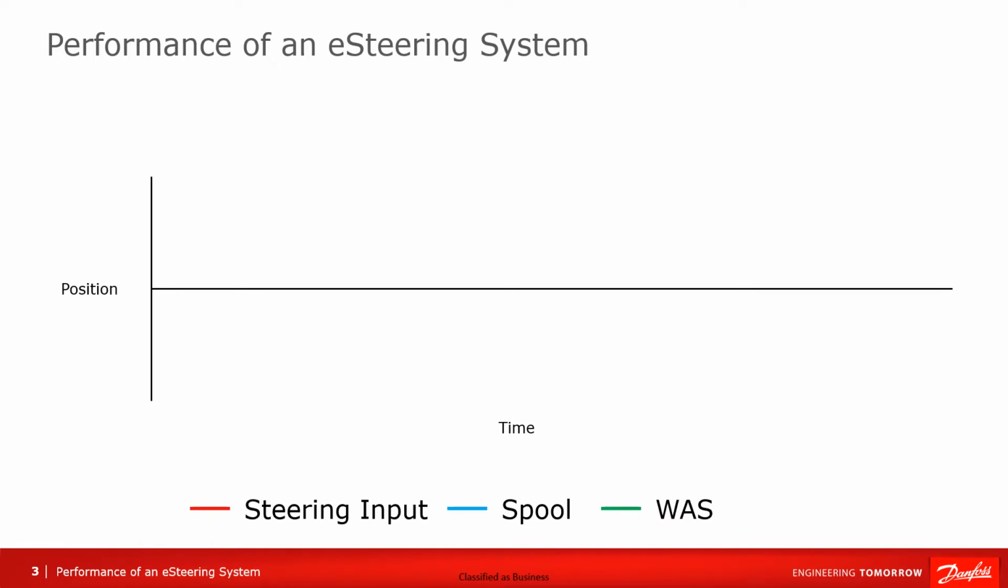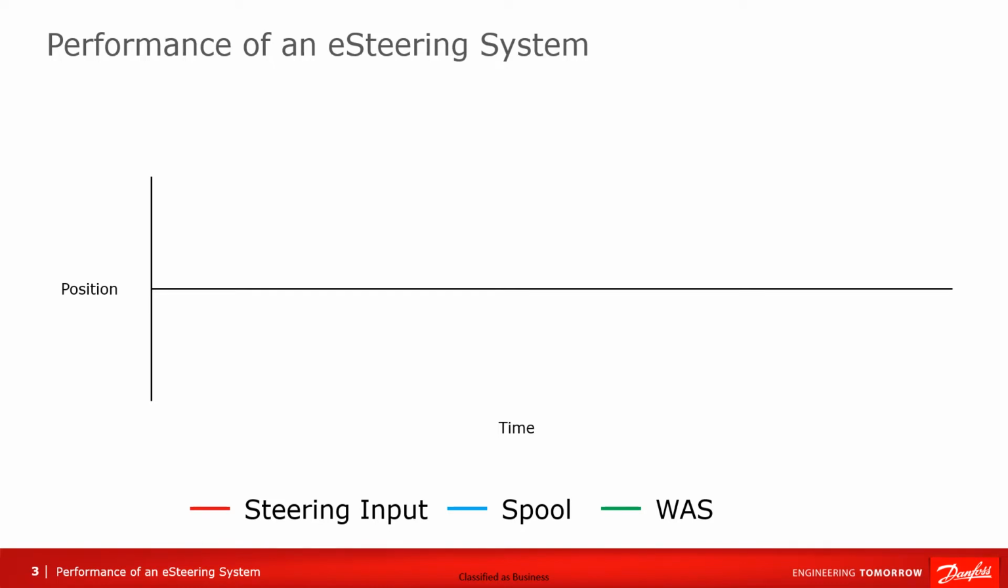The response time between the steering input device, spool, and WAS should be below a certain tolerance. This tolerance is subjective and differs based on machines. It could also be compared with a baseline tolerance.